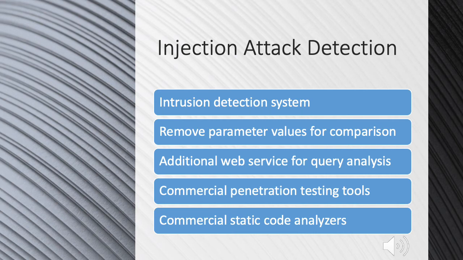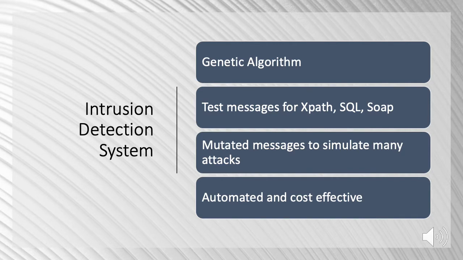The fourth paper covered the last 2 topics, which are commercial penetration testing tools and commercial static code analyzers. These researchers presented their test results. The first method is an intrusion detection system.